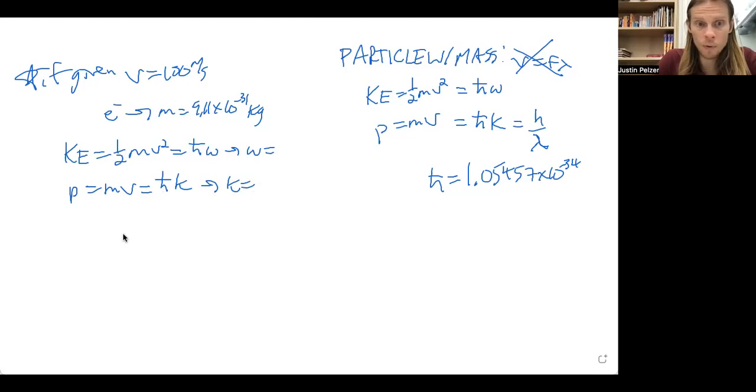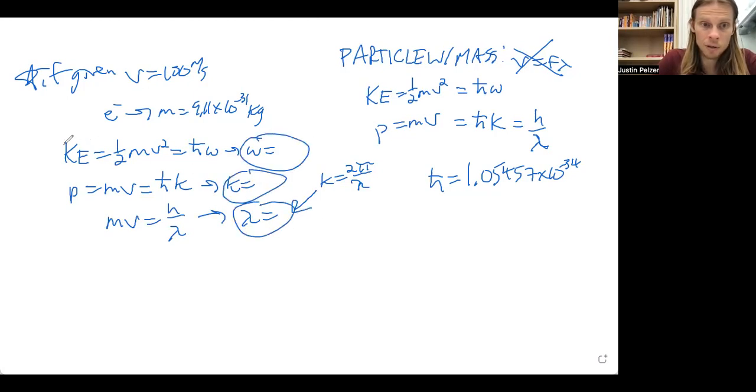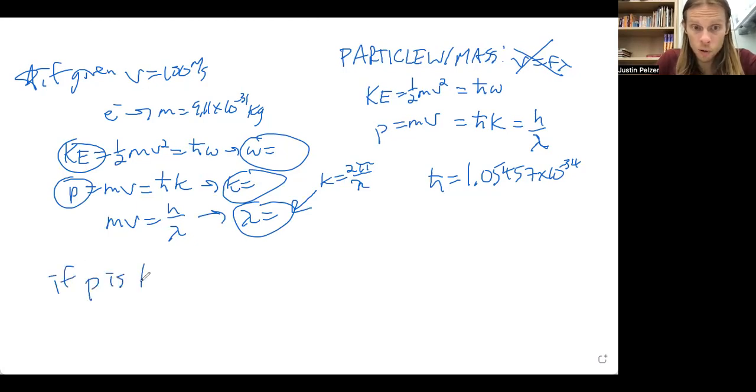You can go now one of a couple routes. You can set mv equal to h over lambda, because remember, p is just h over lambda, and you can solve for lambda. Or you can use k is 2 pi over lambda, and you can solve for lambda, right? So the point is you can get omega, you can get k, you can get lambda, you can get kinetic energy, you can get momentum. You can get everything.